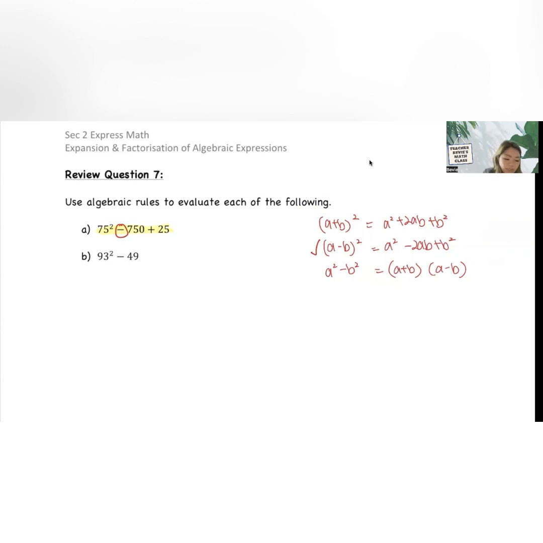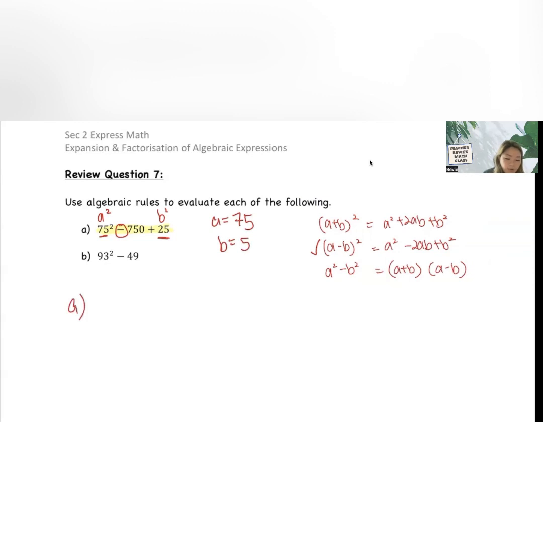All right, so let's try. This is an a squared. The square is already there, meaning my a is equal to 75. 2ab, I'll leave it first. And this is my b squared. b squared is 25, meaning b is 5. So let's just double check whether I'm using the correct special identity.